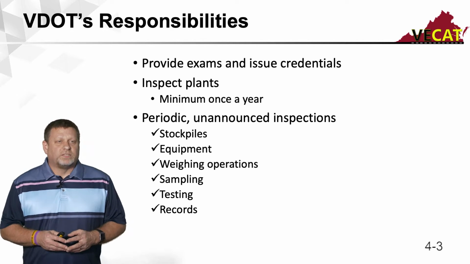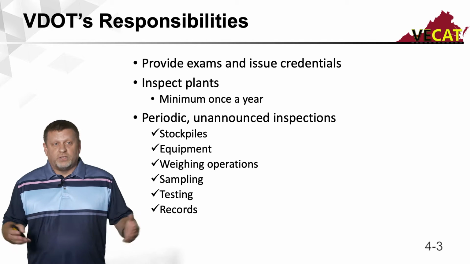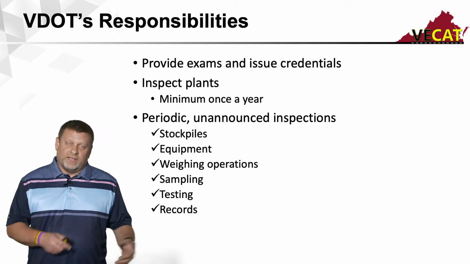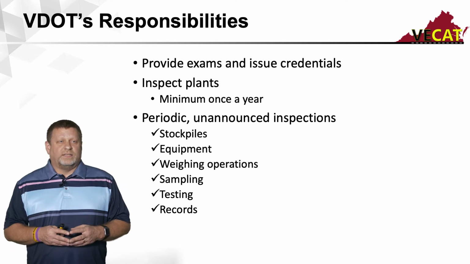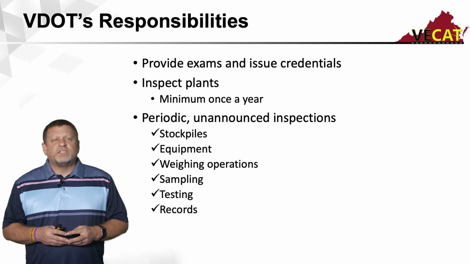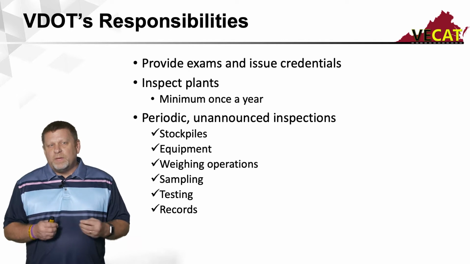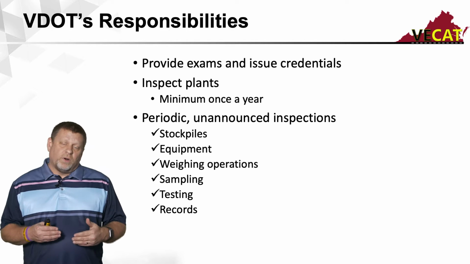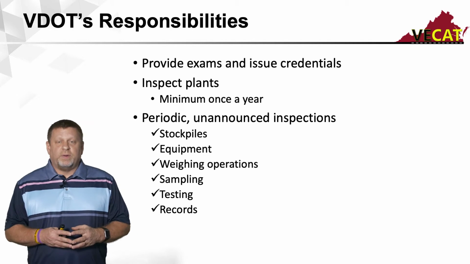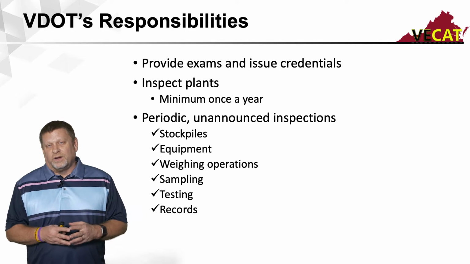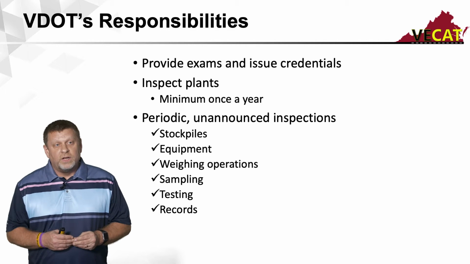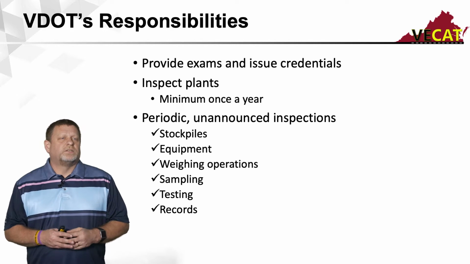What is VDOT's responsibility? Well, first off, for the class you're in now, they're going to provide the exams and issue the credential, if you pass the exam, when you complete this class. So VDOT provides all the exams and exam questions. They're going to inspect your plants. This has to be done a minimum of once a year. There's actually paperwork that's maintained in the district office that tracks that these inspections were done a minimum of once a year. If you have a plant that has trouble from time to time, you can do it more than once a year, but it is required to be done at least once.